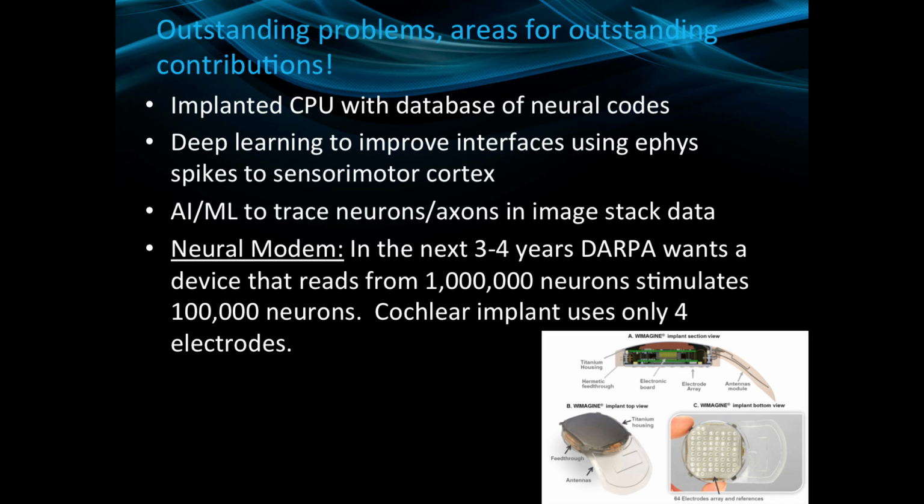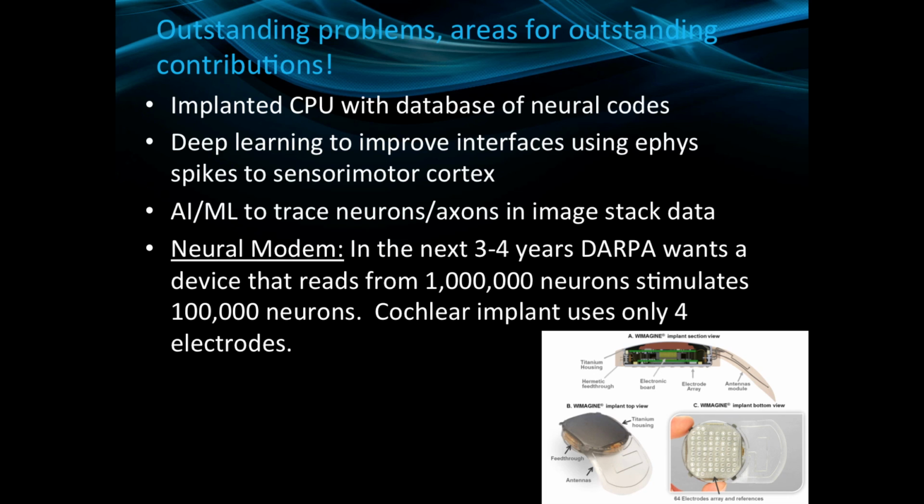Yes? What's the potential practical application of the neural modem? What would you do with it? The primary application is interfacing with the motor cortex. So you can control arms. Basically, it's a way to control limbs. So you can control arms and legs.